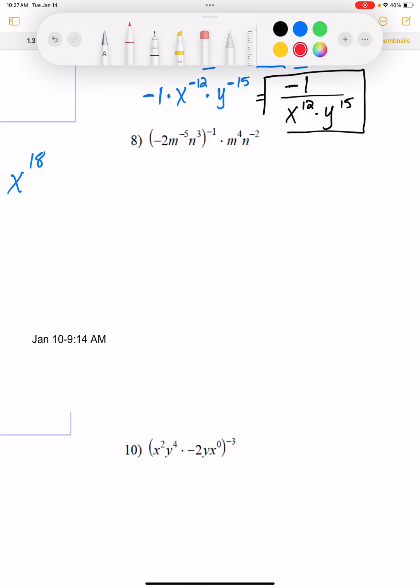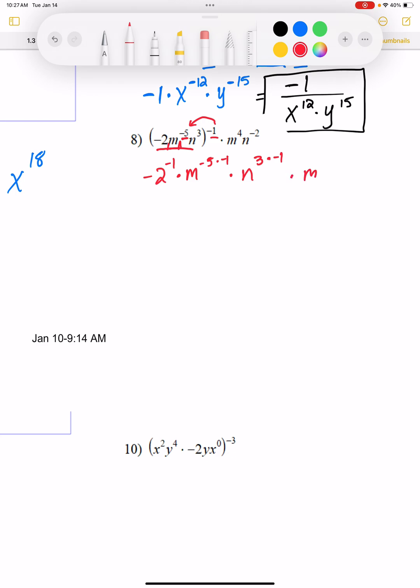And since this one has a power, I might as well go ahead and distribute this power, right? So since it's being this to this power, everything gets that power. So that's negative 2 to the negative 1 power times m to the negative 5th, right? And since it's a base with a power to another power, they multiply. So times negative 1 times n to the third times negative 1, right? And then times m to the fourth times n to the negative second.